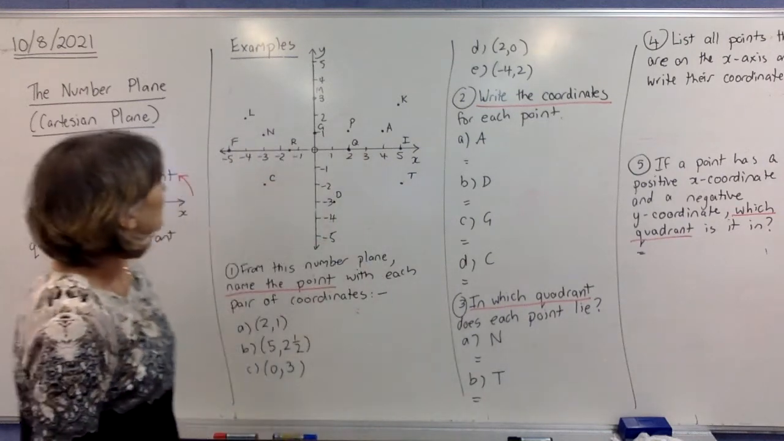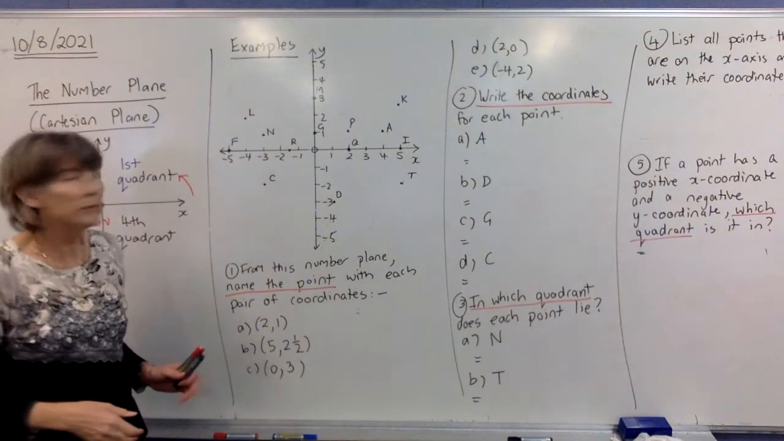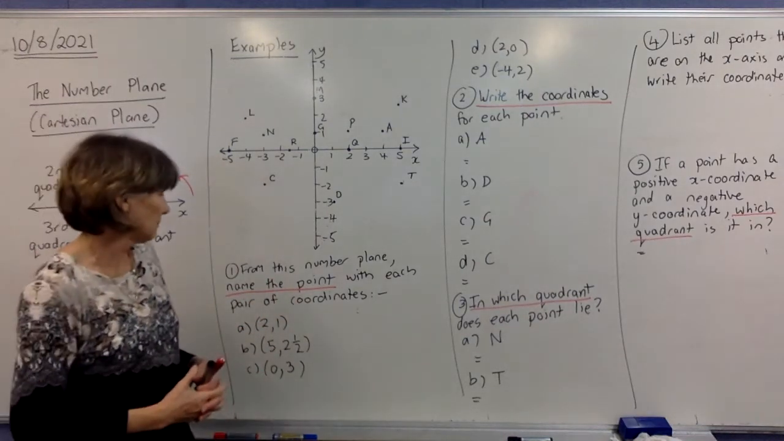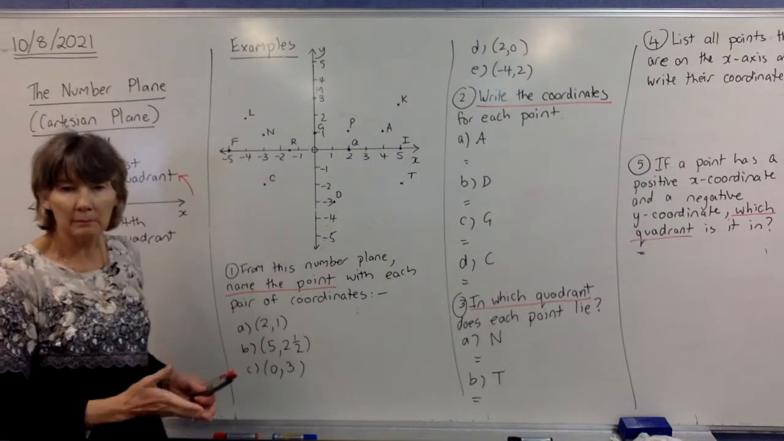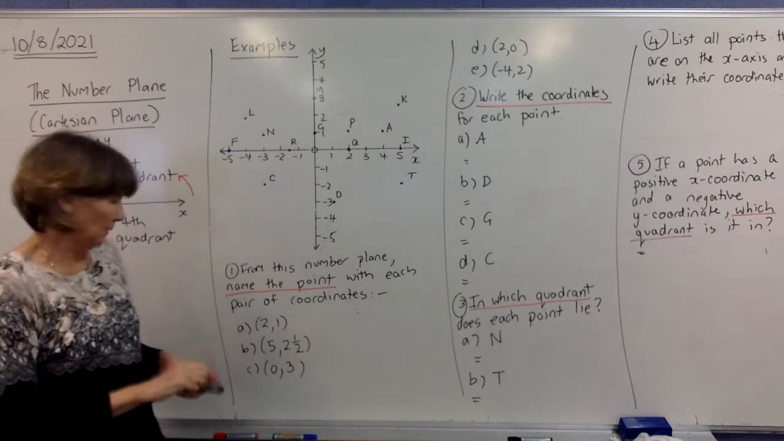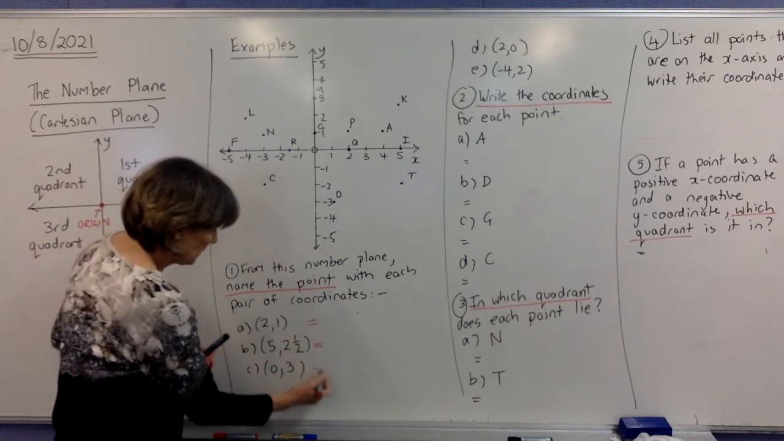Okay, so we've got a diagram here and we've got a lot of questions that are based on this diagram. So in the first one it says, from this number plane, name the point, make sure you underline what you're doing, name the point with each pair of coordinates. Okay, so I'm just going to write my answers next to these as we're going.